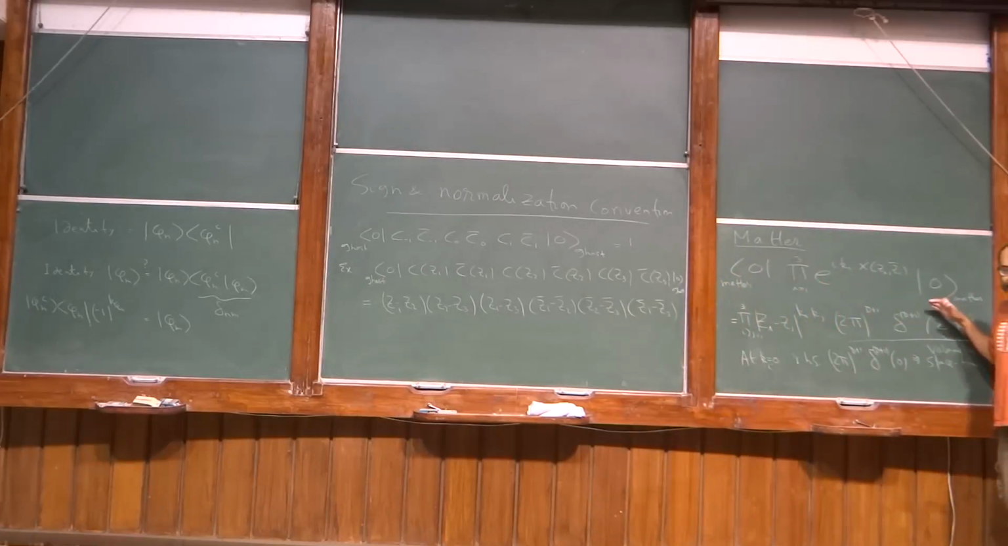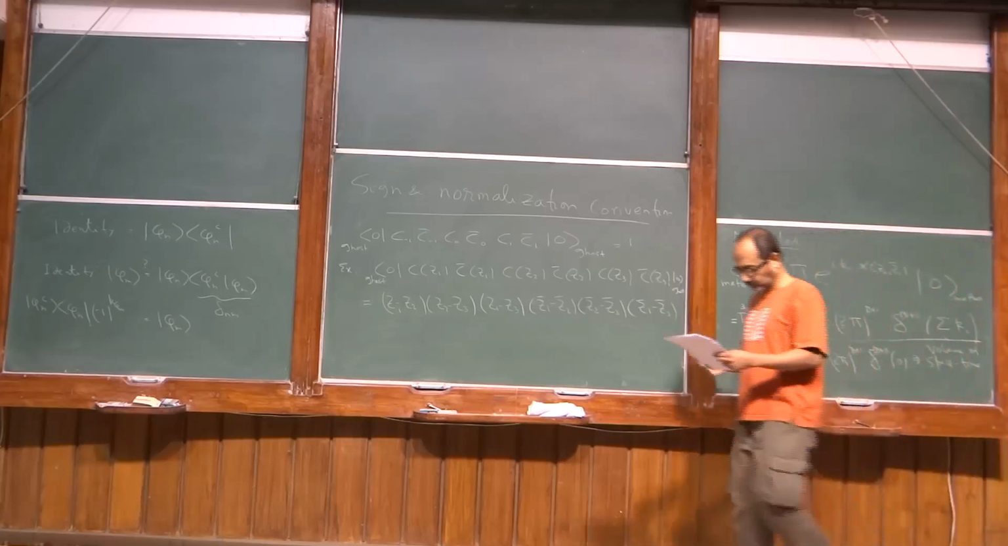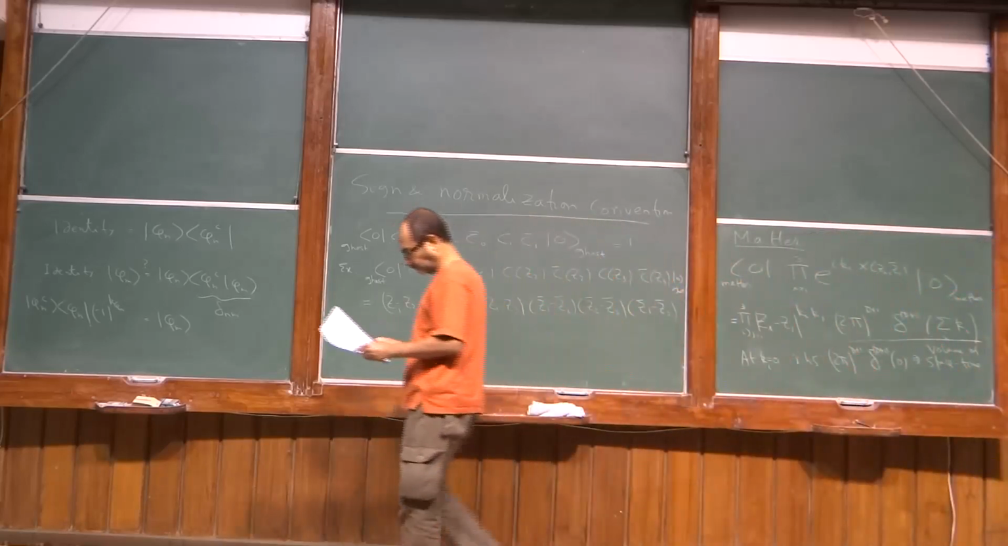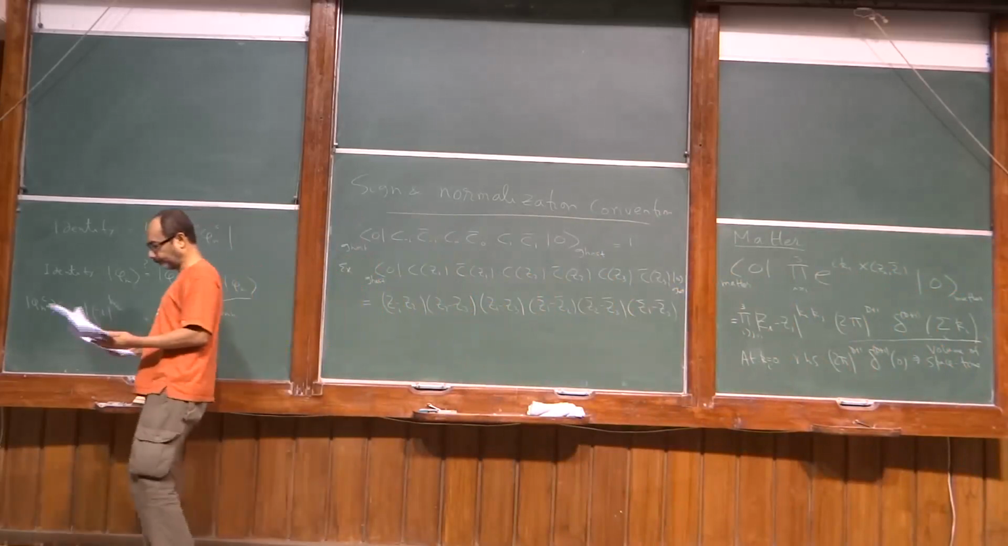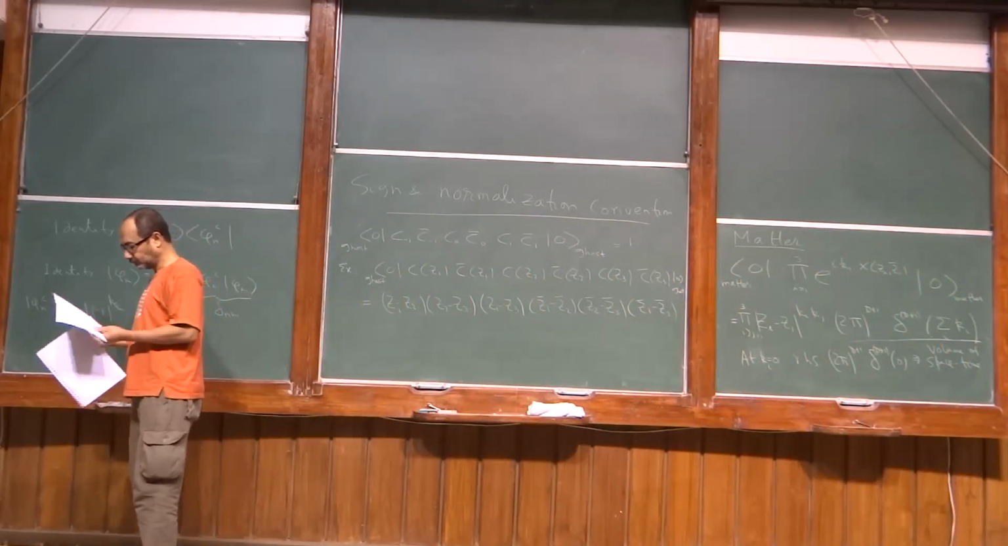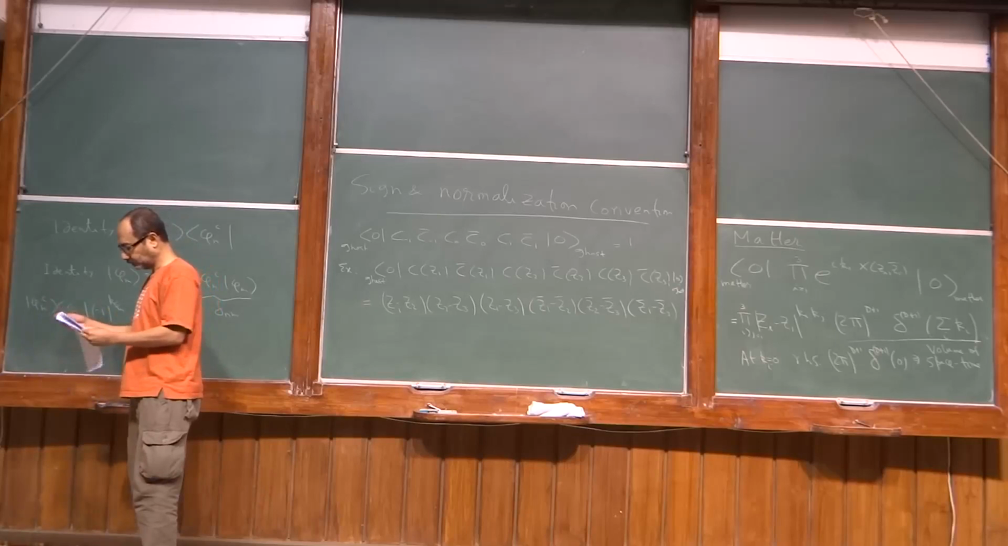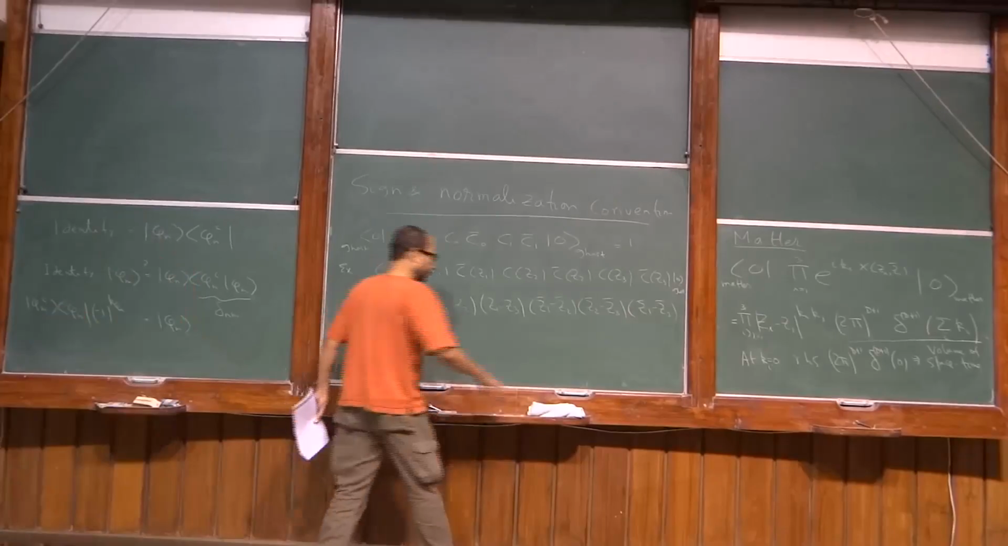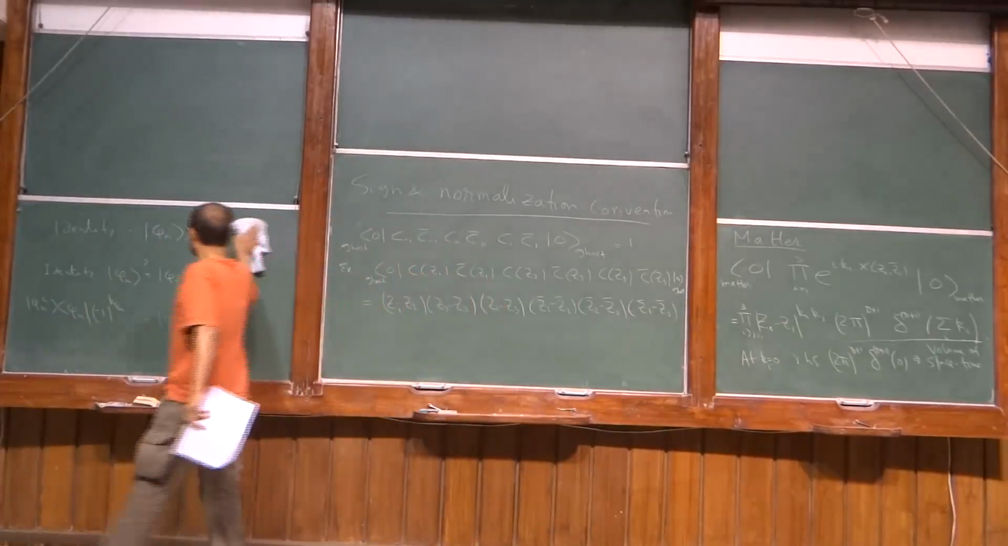And intuitively you can think of this as meaning that the matter sector vacuum is normalized by the volume of space time. Because delta of d plus 1 of 0 times (2 pi) to the d plus 1 is indeed the regular volume of space time. And sign conventions for now.